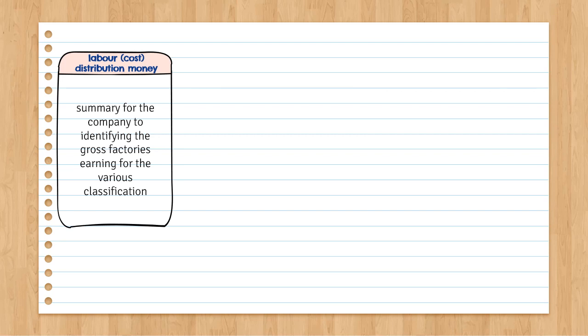Labor cost distribution summary. This is preparing a summary identifying the gross factory earnings for the various account classifications. The summary will include hours worked, wages earned, and benefits accrued by an employee. By recording all of the data, it will help the management to analyze the labor cost in the factory by each division and how much they have to pay for labor.